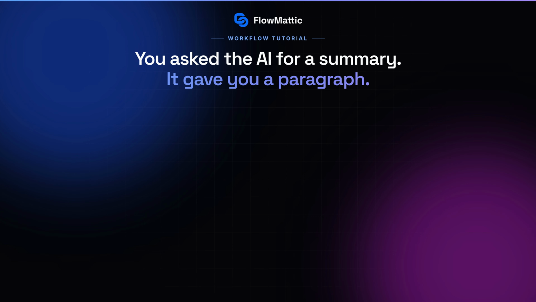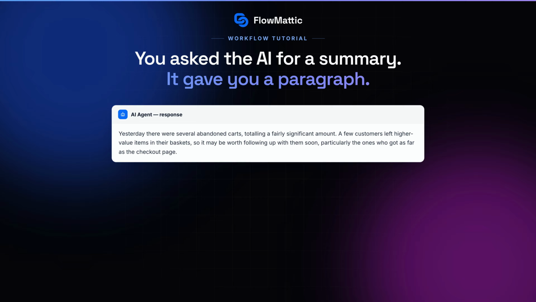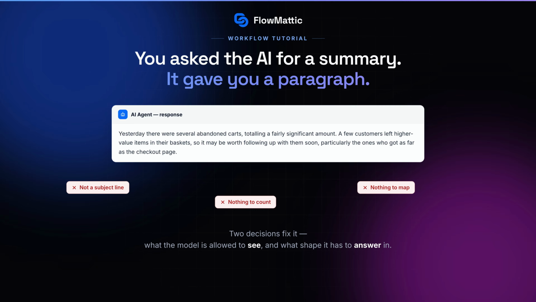Every morning, you want the same email. What happened yesterday in 2 sentences and what to do about it. So you point an AI at your abandoned carts table and ask it to summarize. And back comes a paragraph. A perfectly nice paragraph that you cannot put in a subject line, cannot count, cannot branch on, and cannot map into anything. 2 decisions fix that: what the model is allowed to see and what shape it has to answer in.